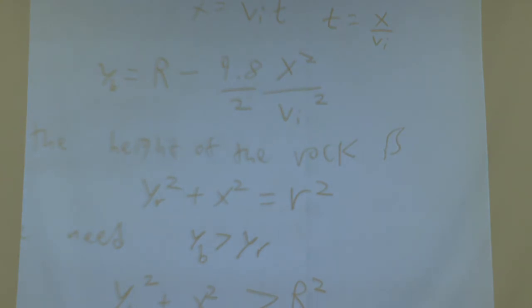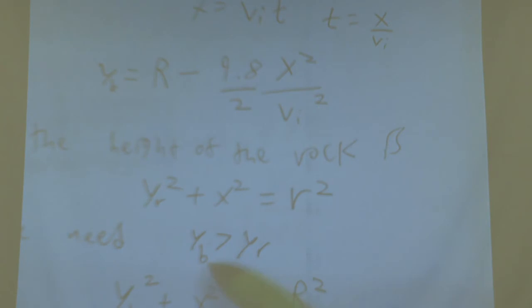The question asked us to ensure that the ball is higher than the rock at all times. The question says we have to make sure the ball doesn't hit the rock. So we know that the height of the ball has to be greater than the height of the rock. That allows us to get this equation right here. This one is equal to r squared. This one is greater than r squared. Now we take this equation for y and substitute it in over here.